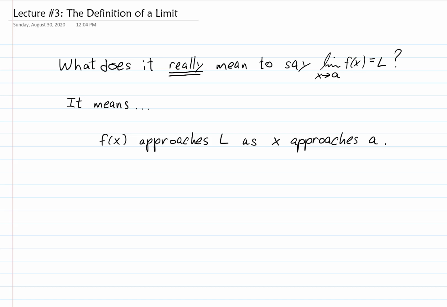What's another way we can say that? I would like to refine that definition down until we get a very, very exact definition. So, f of x approaches L as x approaches a. What's another way of saying that? How about if we say, if x is near a, then f of x is near L. Okay, good. That's getting better, a little bit more specific.